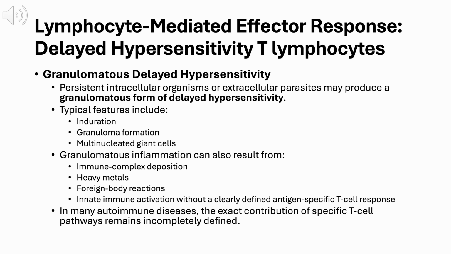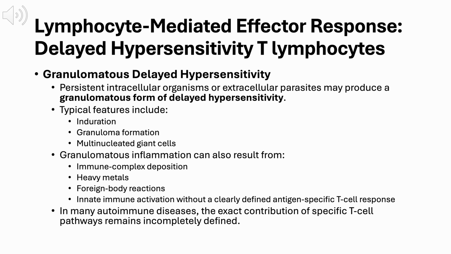Granulomatous inflammation isn't always a clean antigen-specific T-cell response. It can also result from immune complex deposition, from heavy metals, from foreign body reactions, and even from innate immune activation without any clearly defined antigen-specific T-cell response at all. That's a humbling point, and the slide makes it explicit. In many autoimmune diseases, the exact contribution of specific T-cell pathways remains incompletely defined. So when you see a granuloma histologically, resist the urge to assume a single mechanism. Keep that nuance in mind as we now move from mechanism to disease, examining a specific, well-characterized example of Th1-driven ocular autoimmunity, sympathetic ophthalmia.